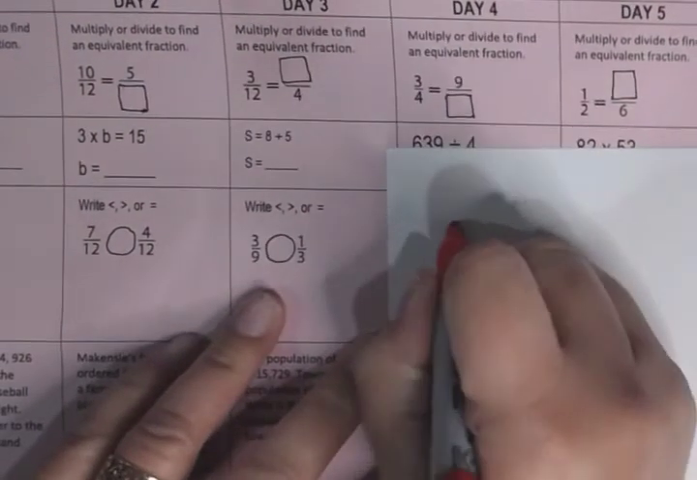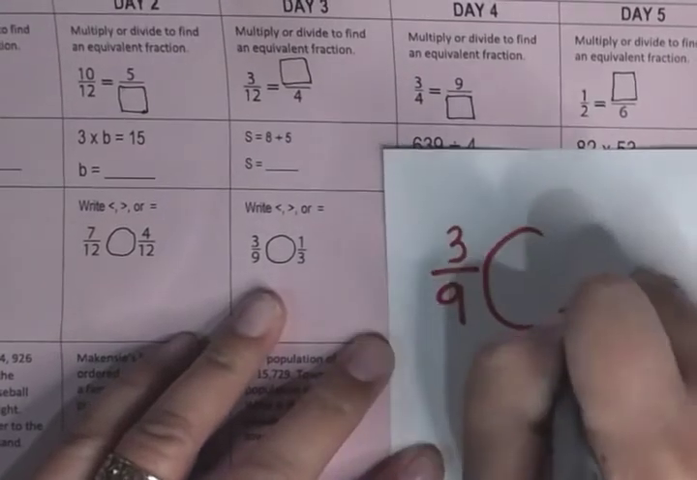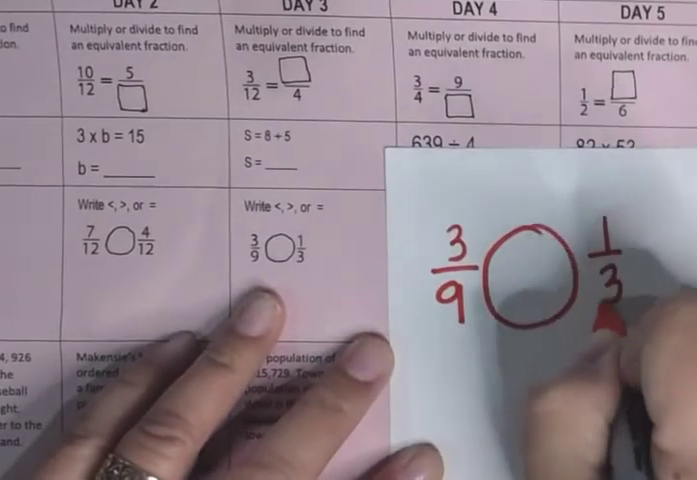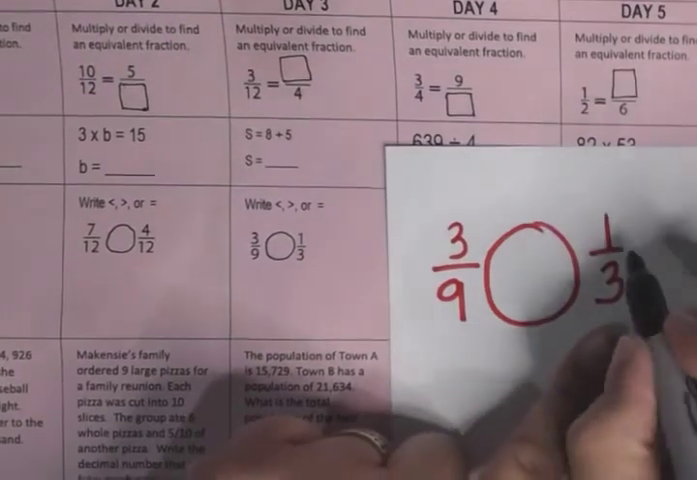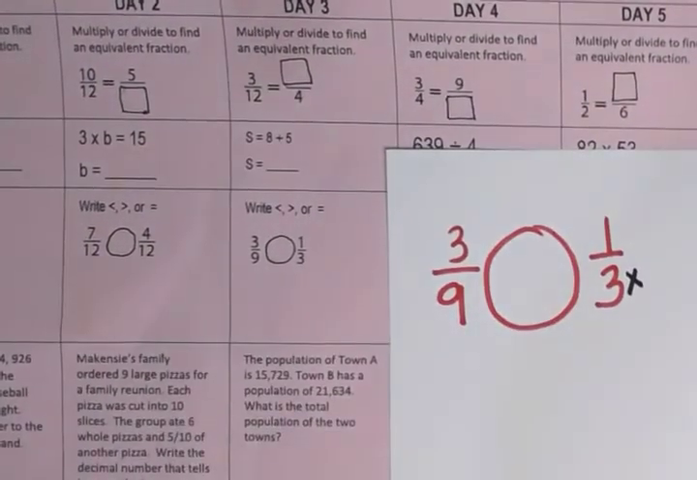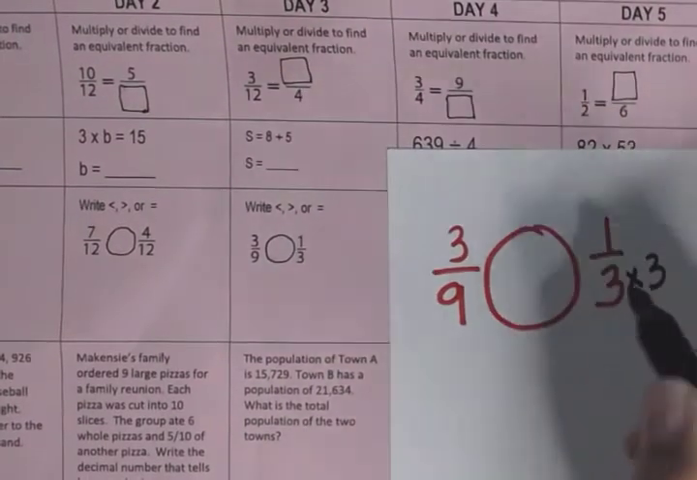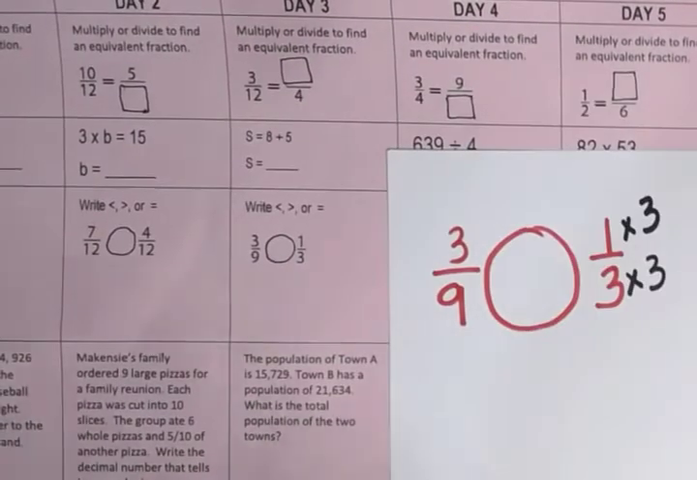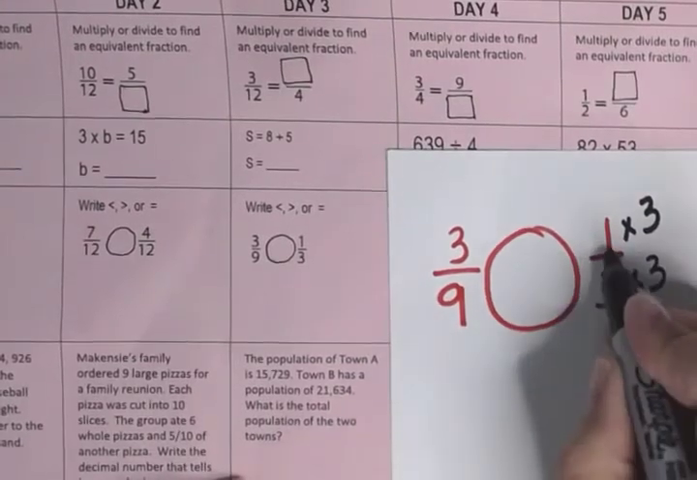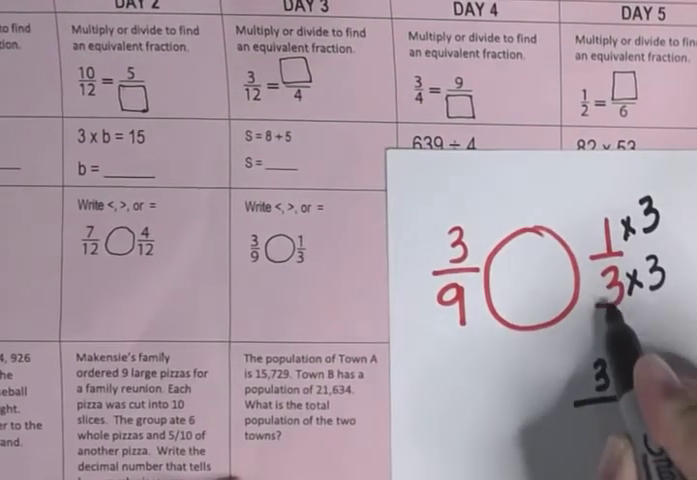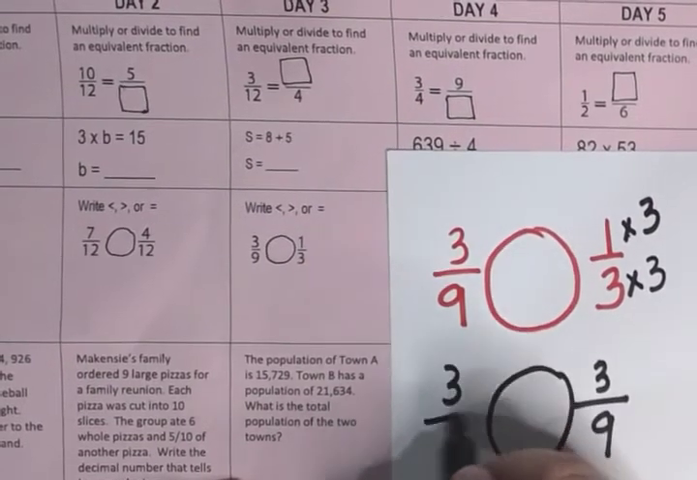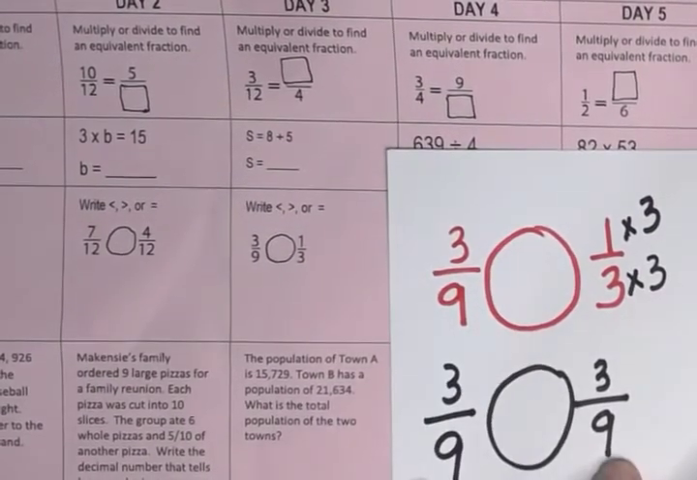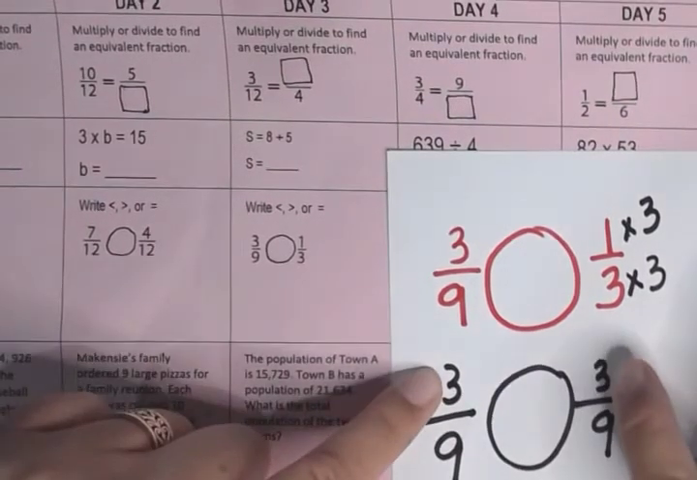Day 3, 3/9, then the circle, and then 1/3. By looking at this, I know that I can multiply this 3 times 3, do this top and the bottom, and I know that 1 times 3 is 3, and 3 times 3 is 9. Draw a circle, and now both of my denominators are the same, so I can compare my numerators.